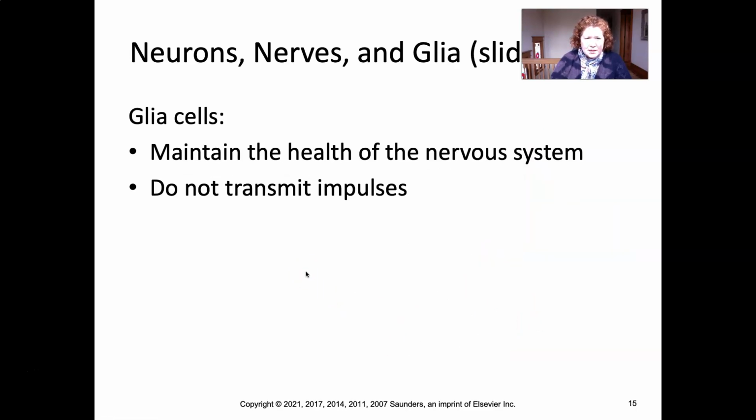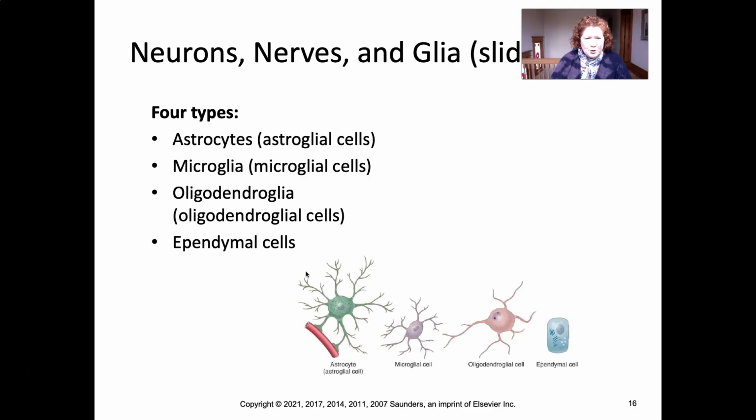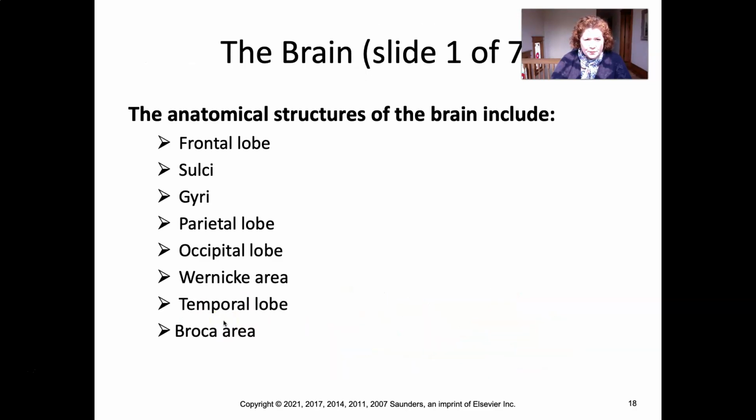Glia cells maintain the health of the nervous system and do not transmit impulses. So that's just something to keep in mind as we go through here. You have 4 types. You have your astrocyte, or an astroglial cell, a microglial cell, an oligodendroglial cell, and an epididymal cell. All right, so you've got those. Make sure that you're aware of those.